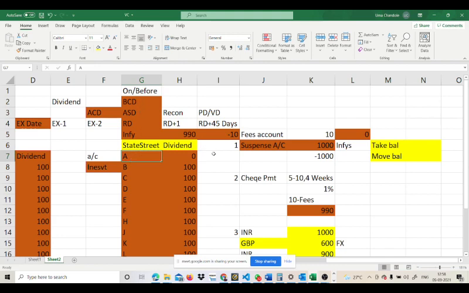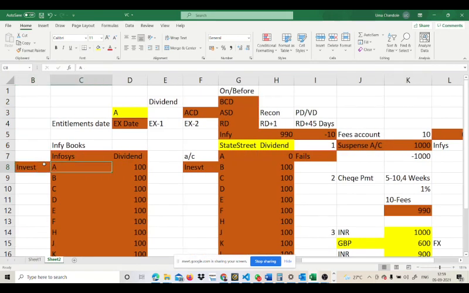So this trade will be treated as a fail, because on a record date, and even this trade was traded on the ex-date here, in that case your trades will get failed and you won't be able to get the dividend. So this will happen, and in that case also you can see the breaks, because in the books of Infosys you are seeing the positions, and in the books of State Street you are not seeing the positions. So how can you resolve this record date break?